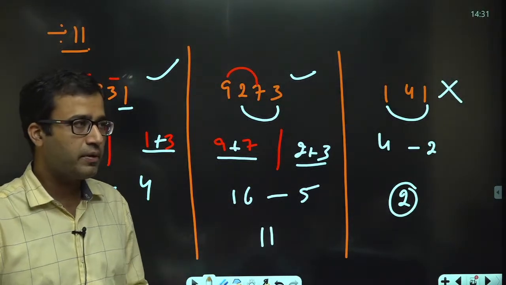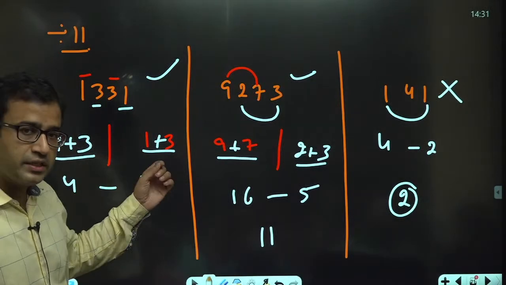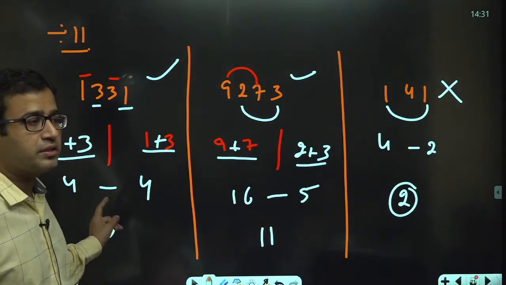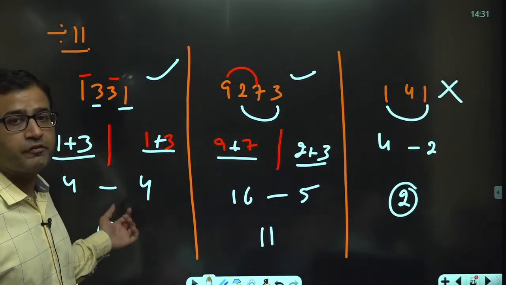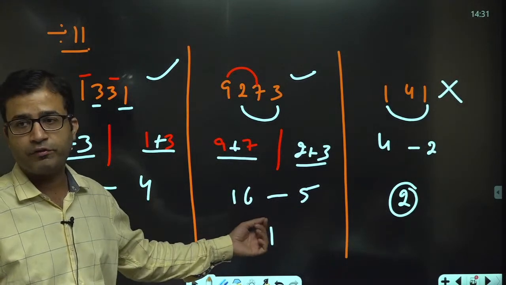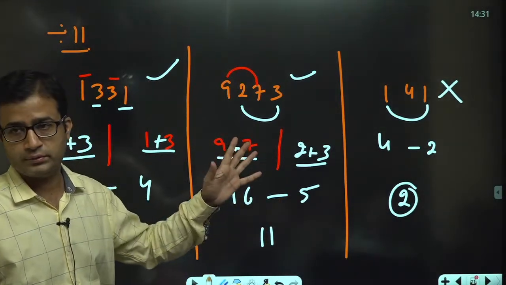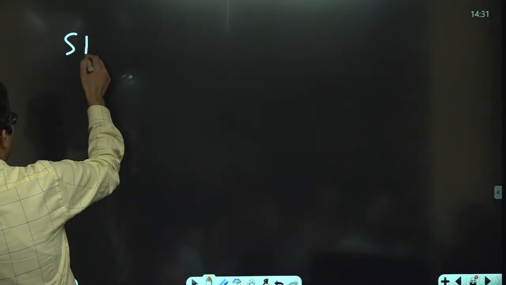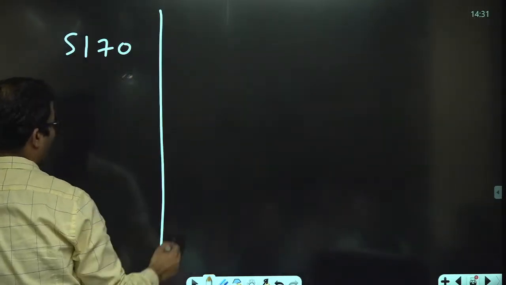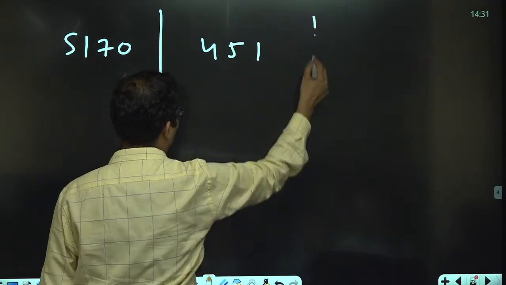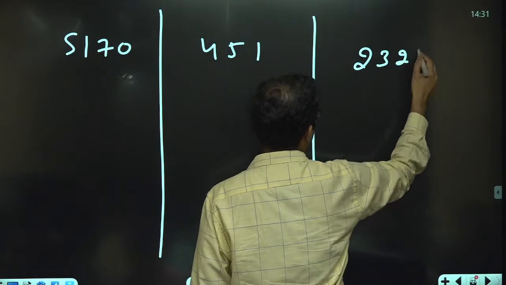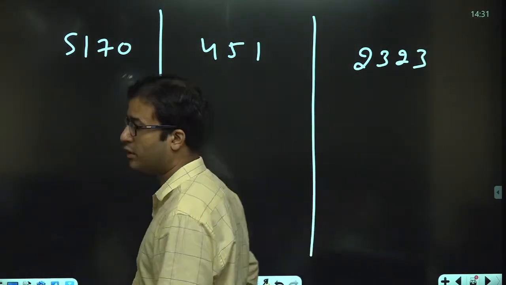I will tell you, step number 1, we will separate odd place and even place digits. Step number 2, we will take their total. Step number 3, we will see the difference. If the difference is 0, 11 or a multiple of 11, divisible, otherwise not. Like for example, I take the numbers 5170, 451, 2323.